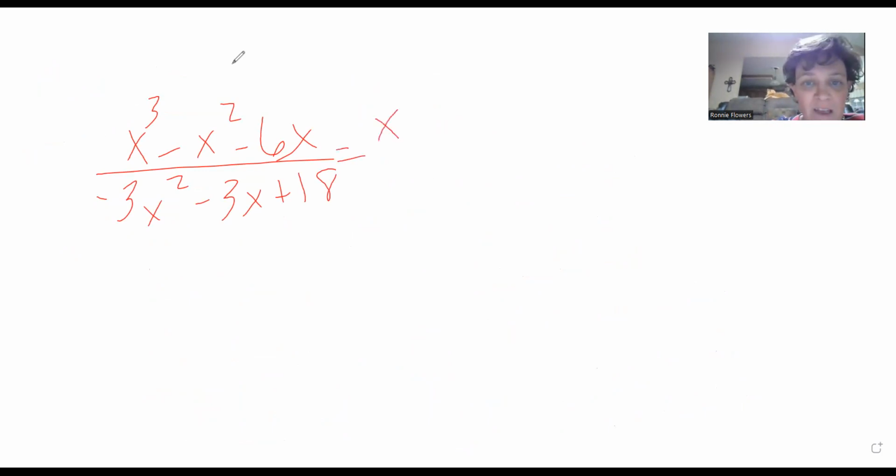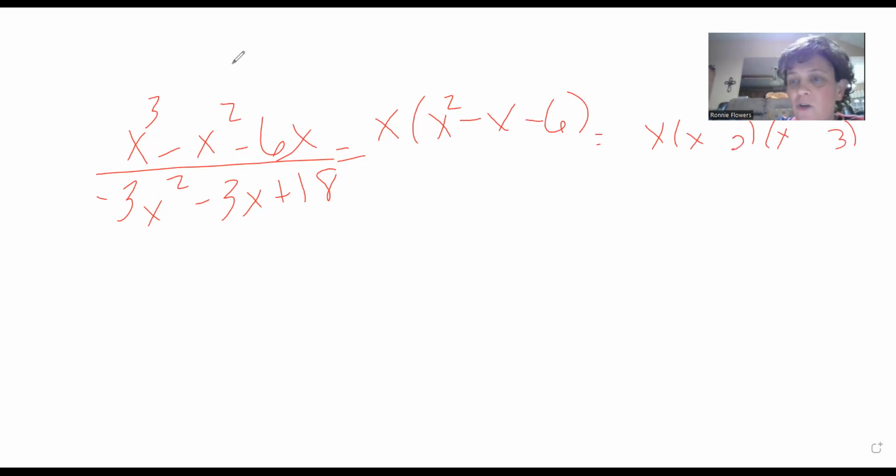So I'm going to pull an x out of the top. We get x squared minus x minus 6. That can factor again. So we're going to go x here, 3, 2, negative, positive. There we go. I just factored the top. Now I'm going to factor the bottom. I'm going to pull a negative 3 out, leaving x squared minus x minus 6.